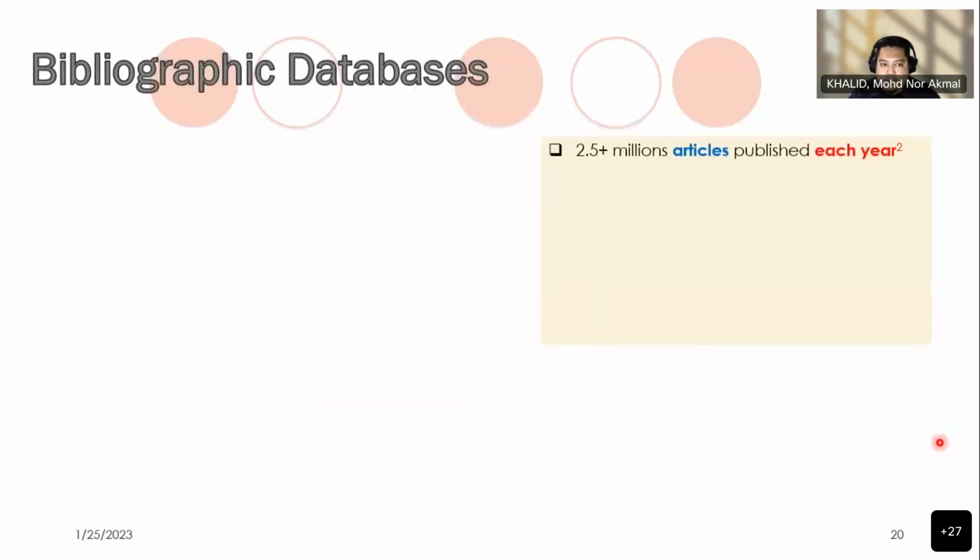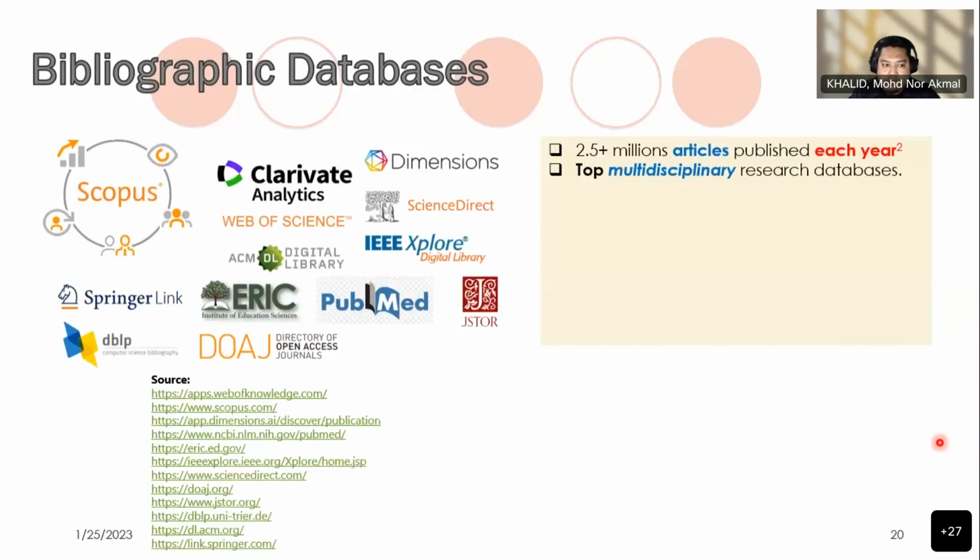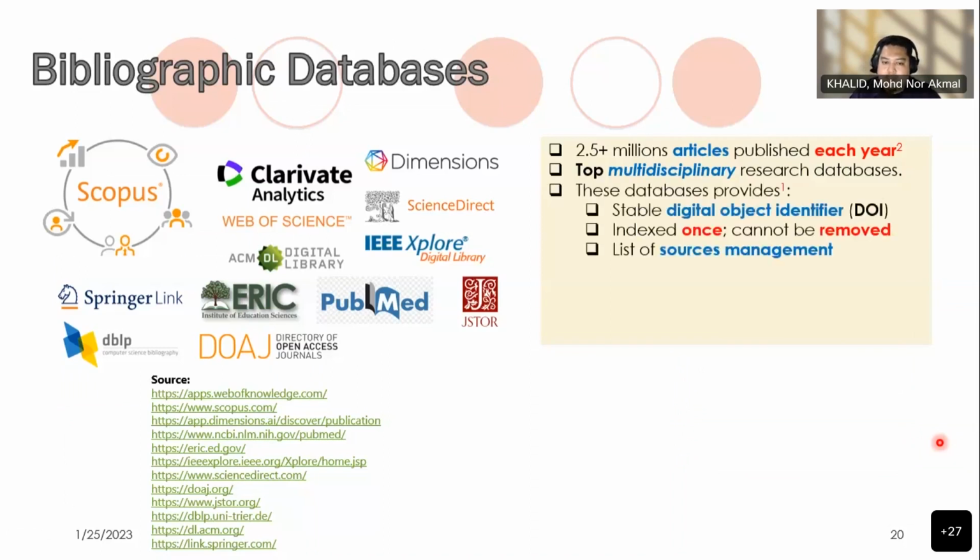And then bibliographic databases, as you may know, you have Web of Science, Scopus, IEEE, and so on. All of these databases manage 2.5 million articles every year, and these are some of the top multidisciplinary research databases. They provide a stable digital object identifier, meaning that whenever they are published, they have their DOI, they will be there, and they will not be removed until the end of time.